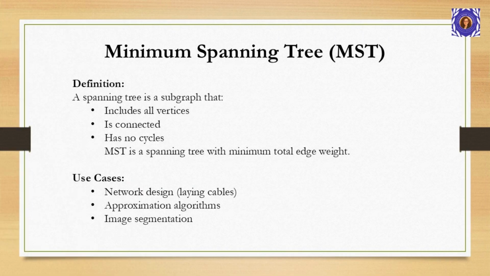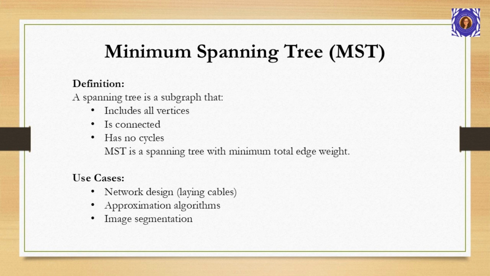Now let's move to another fundamental optimization problem, finding minimum spanning trees. This concept is crucial in network design, from laying fiber optic cables to designing circuit boards. First, let's clarify what we mean by a spanning tree. A spanning tree of a graph is a subgraph that satisfies three conditions. It includes all vertices from the original graph.